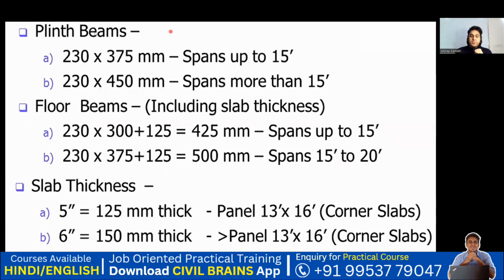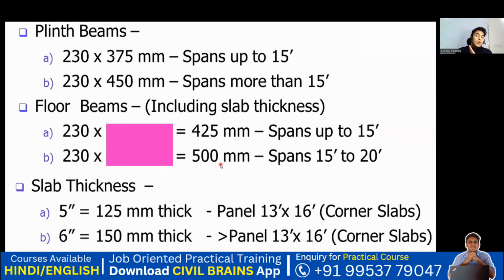Forget about this part, this is not required. This is because whenever I say beam depth, it is inclusive of your slab thickness also. So that is why these people have made it like 300 plus 125 comes out to be 425. That means 300 mm is the depth of your beam plus 125 is the slab thickness. Together it is called 425. So I'll take it out, let me strike it out. Now you understood 230 by 425 mm if it is up to 15 feet, and 230 by 500 mm for 15 to 20 feet.